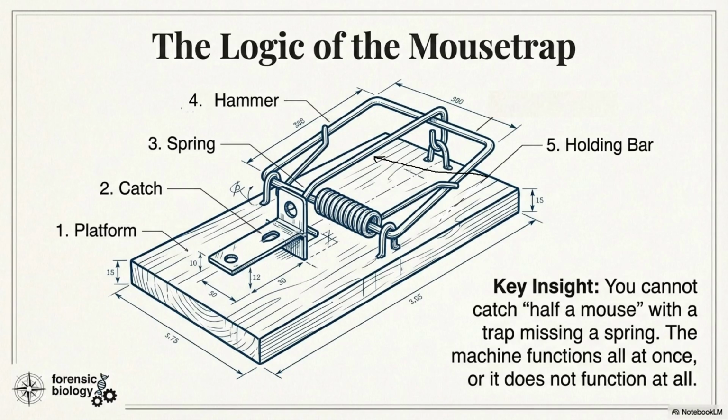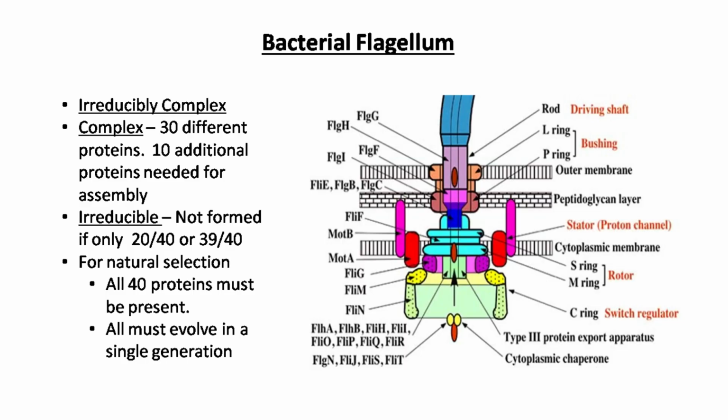Okay, fair enough on the mousetrap. But that is a human invention. Biology is messy and organic. Do we actually see these all-or-nothing machines inside our own bodies? Behe argues that they are literally everywhere. But he points to the bacterial flagellum as his absolute flagship example. The flagellum. I remember this from high school biology class. It's the little tail that bacteria use to swim.